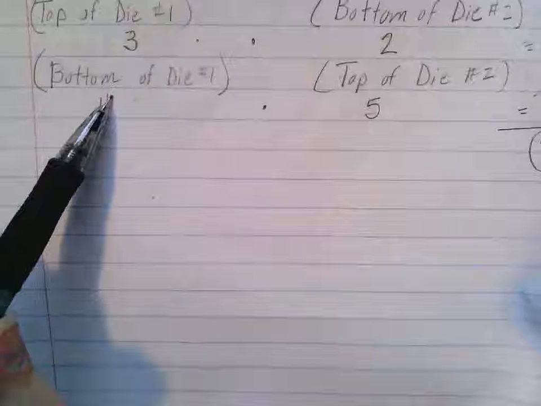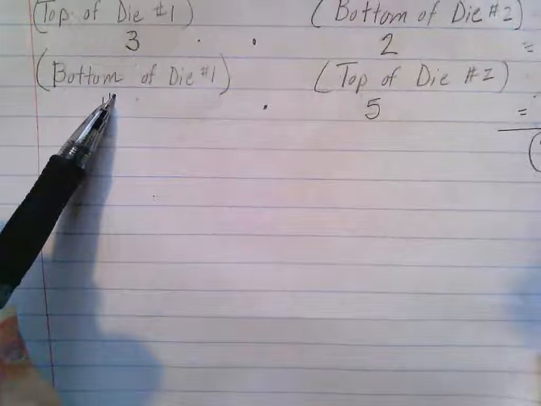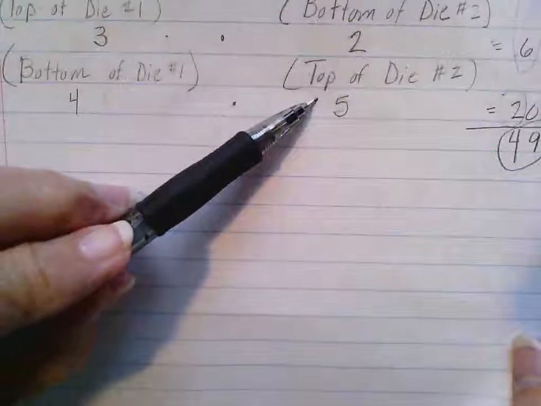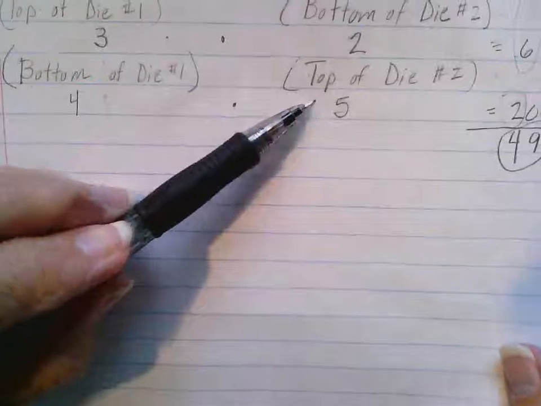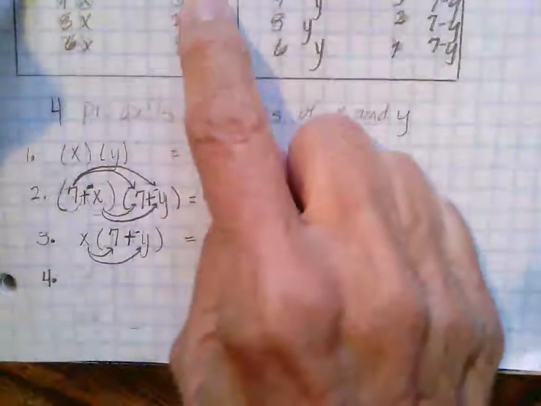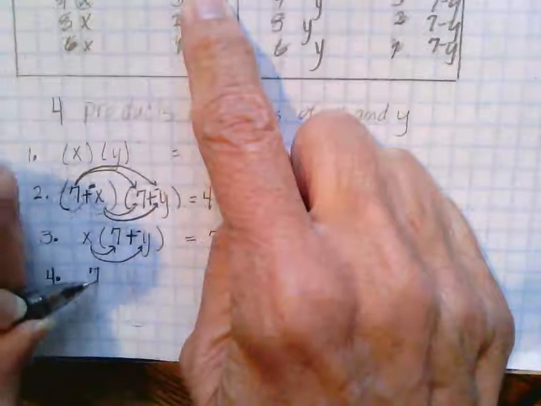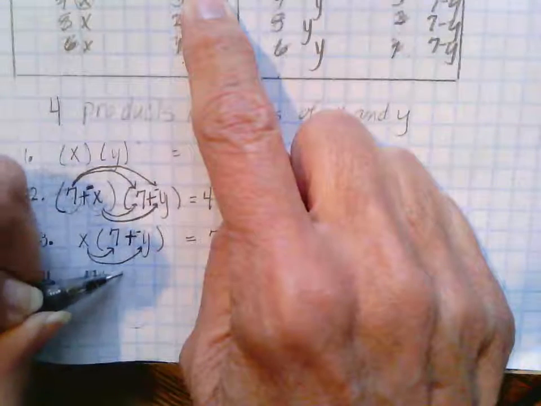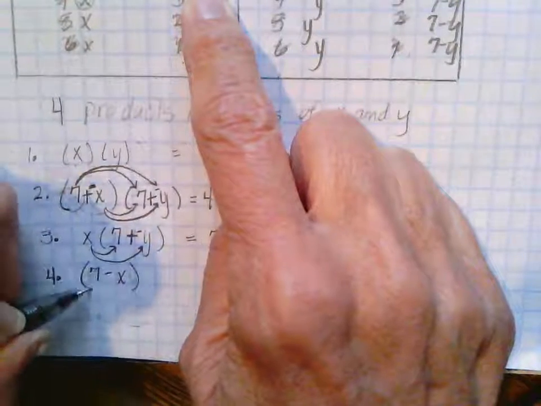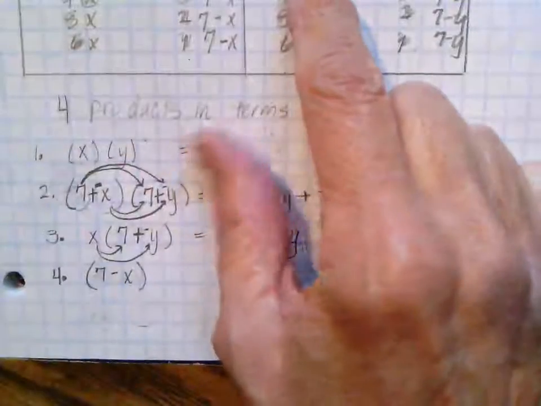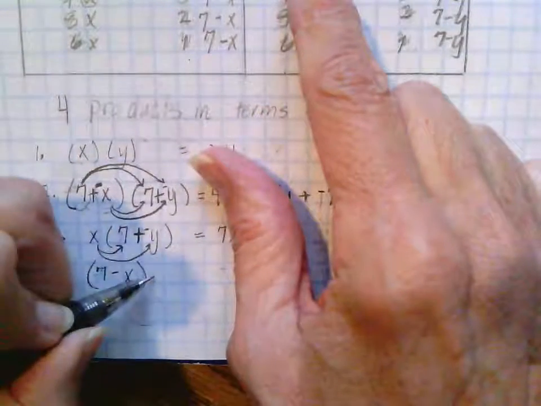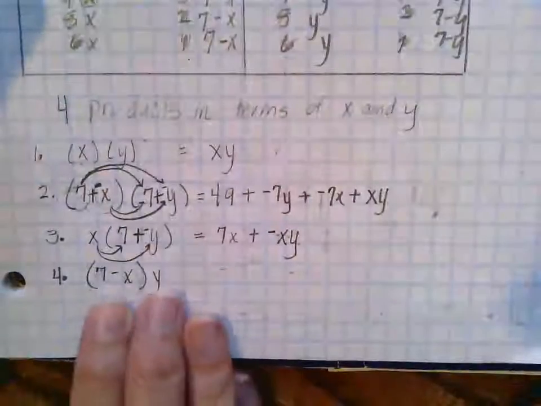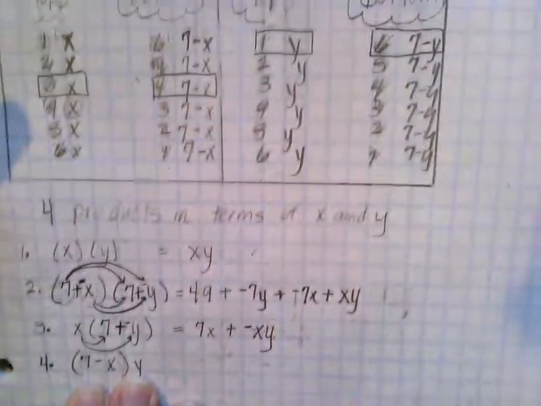All right, and the last one I'm going to be doing is the bottom of the first die, the white die, times the top of die number 2. So this time it's the bottom, 7 minus x, times the top, which is y.